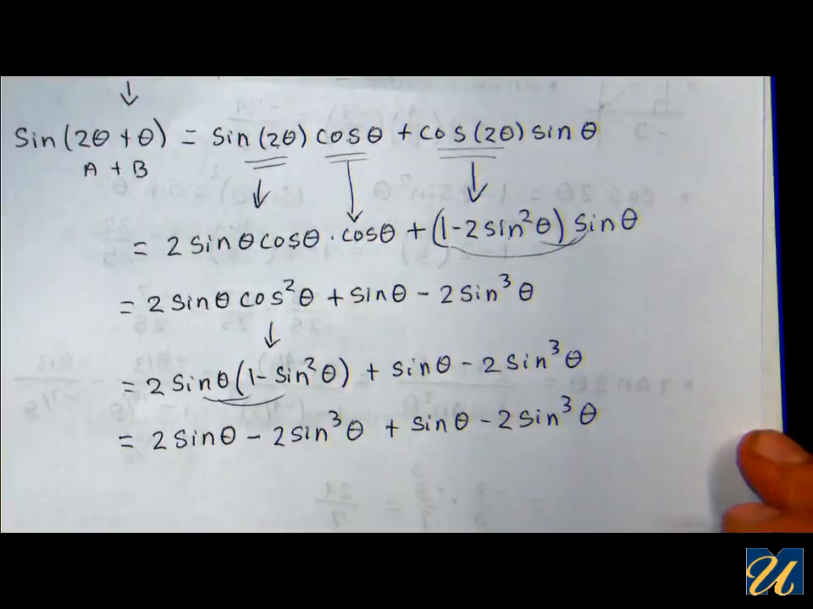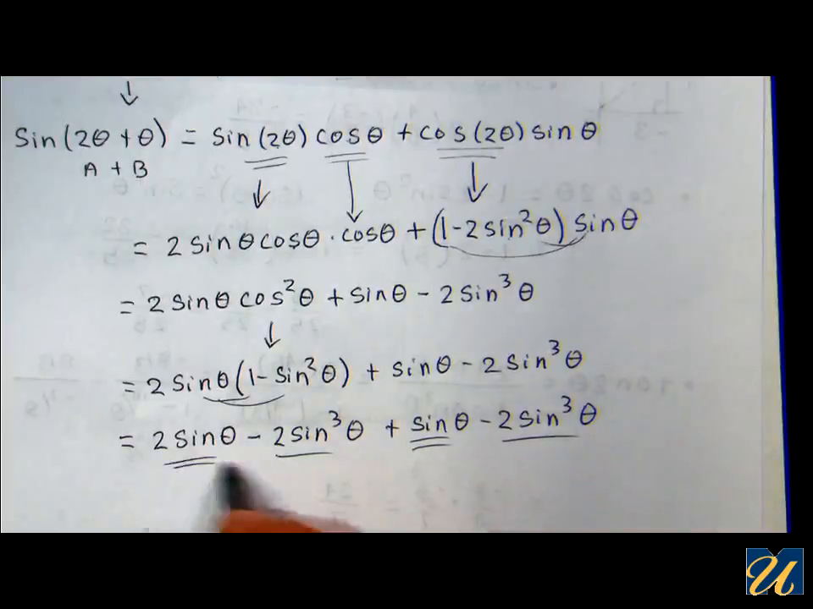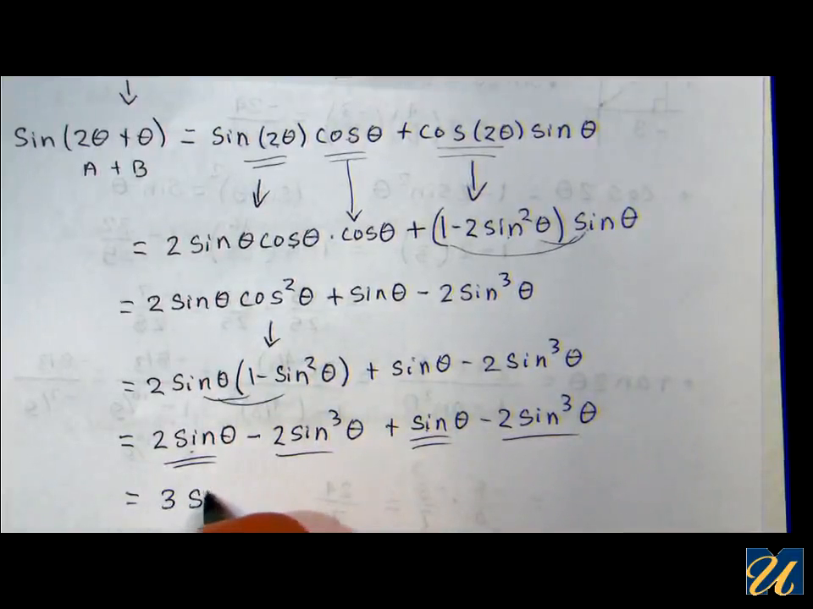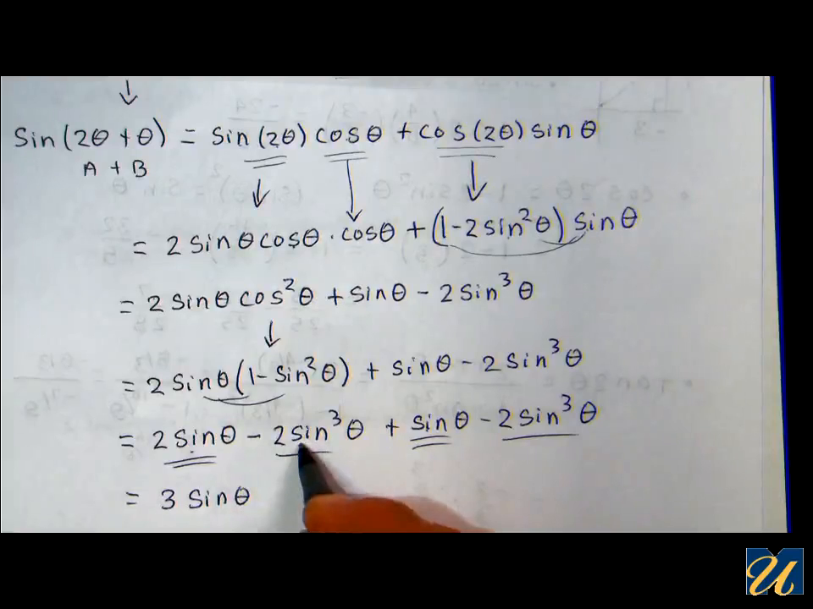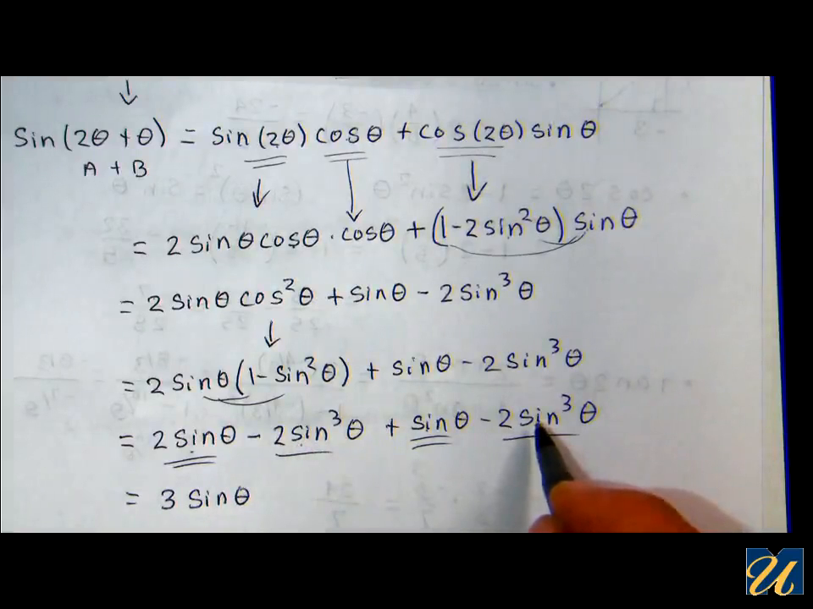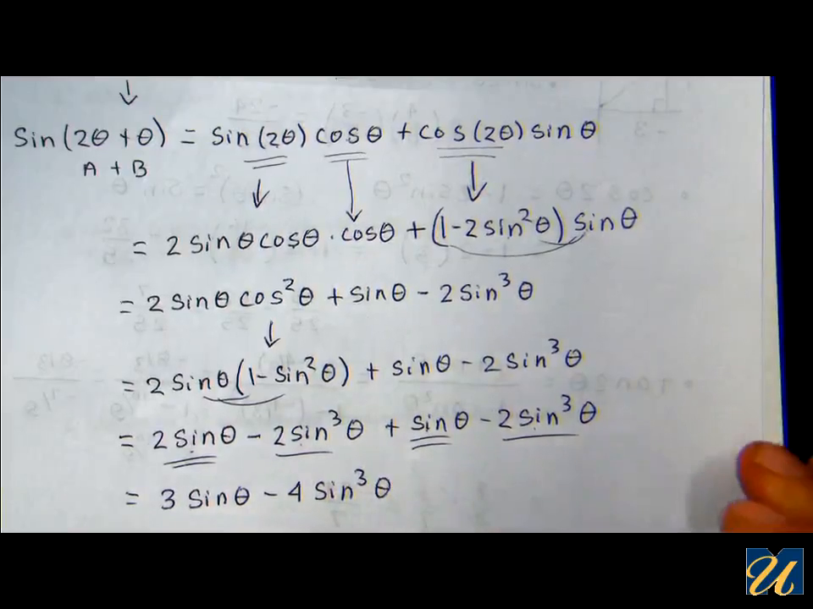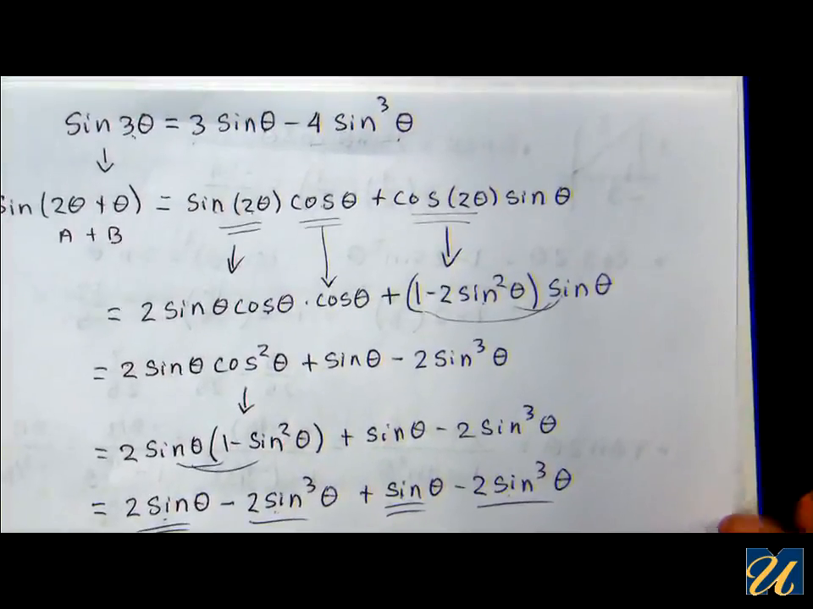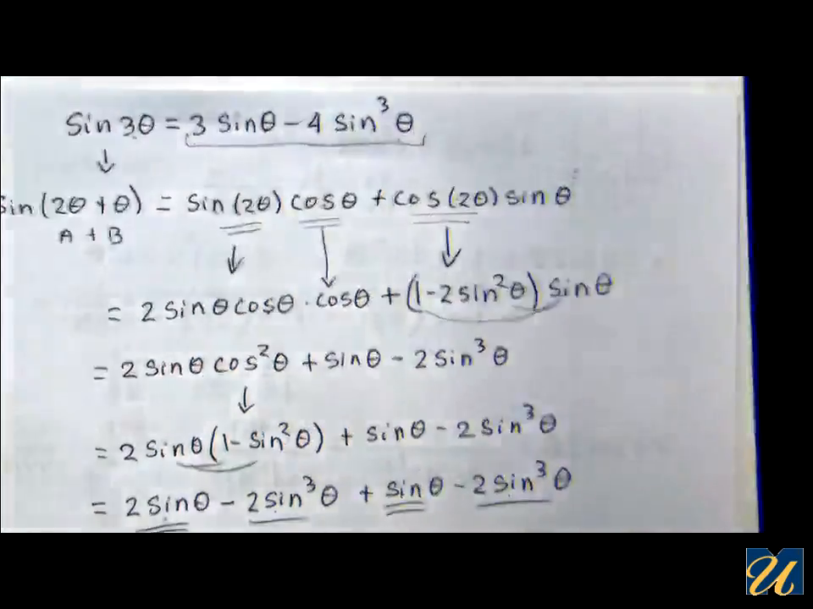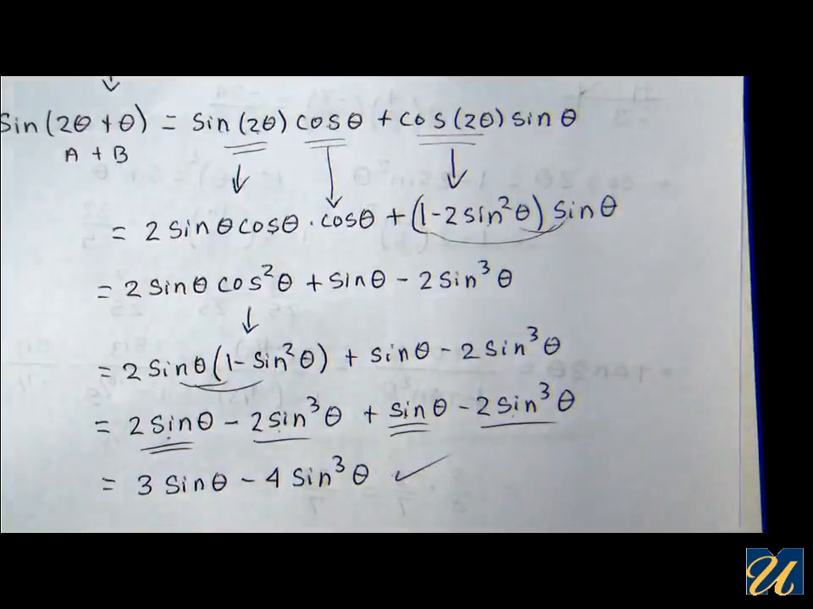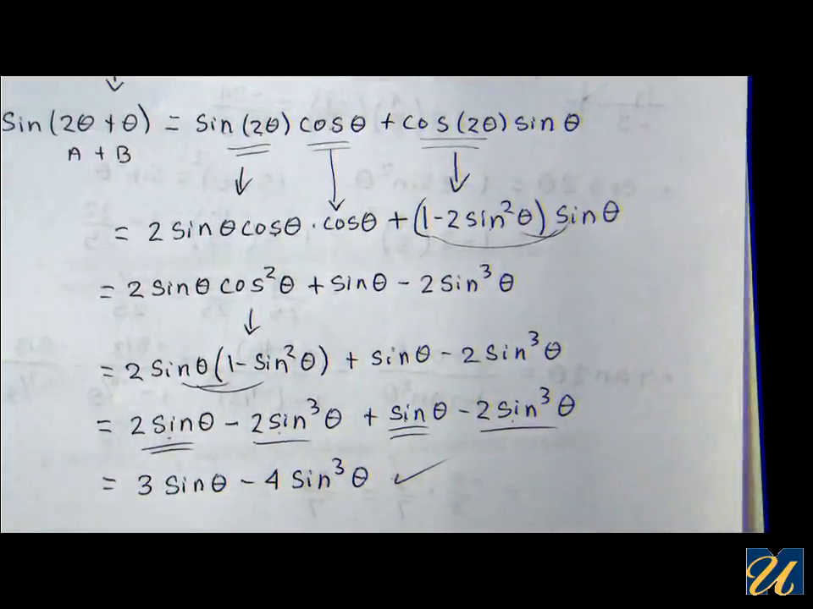Okay, how are we doing? Well, we have like terms here and here. So 2 sine theta plus sine theta is 3 sine theta, minus 2 sine cubed theta and another minus 2 sine cubed theta makes minus 4 sine cubed theta. And if you look at the top of the paper, we've got it. That's exactly what we wanted to show. So we got it. That's the conclusion of part A.